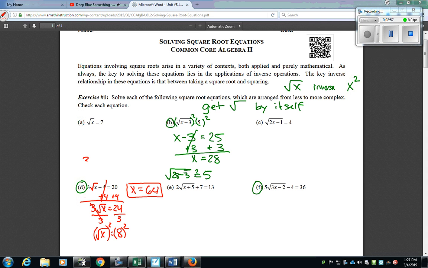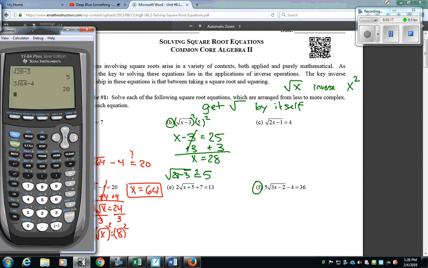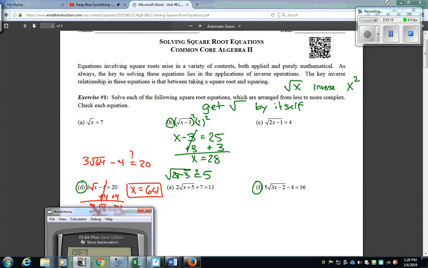So if I do 3 radical 64 minus 4, do I get 20 out? Again, I'll type that one in. So we have 3 radical 64 minus 4, and we get that 20 that we had in our equation for D.